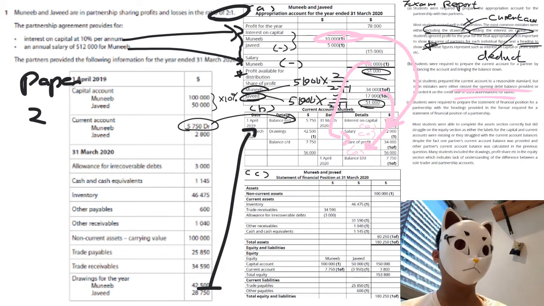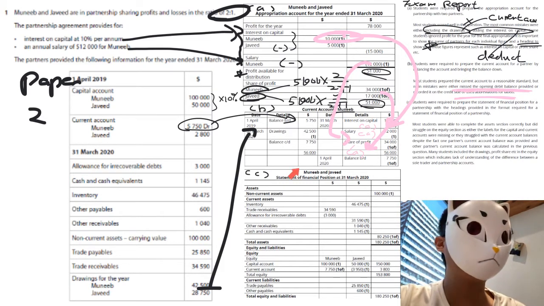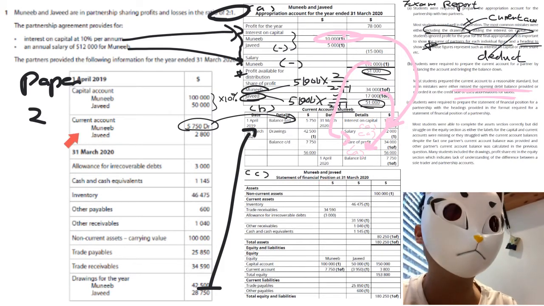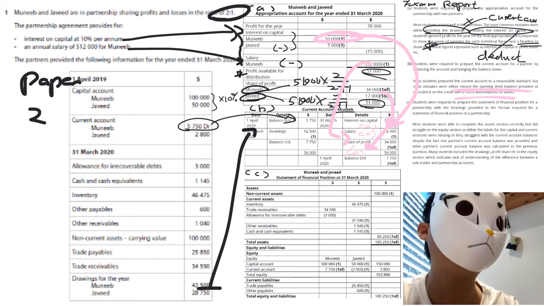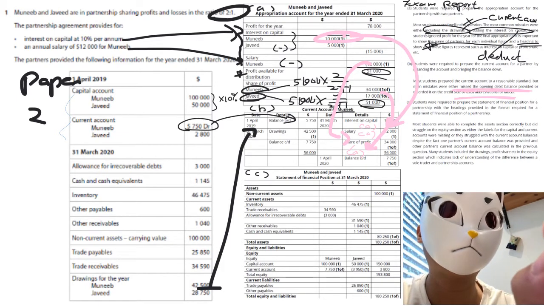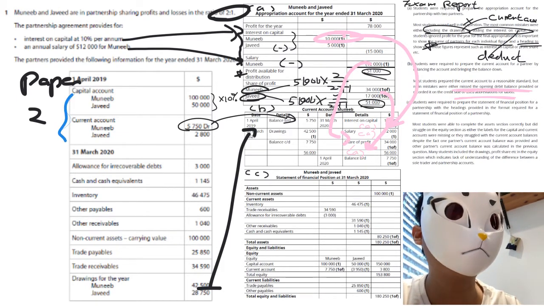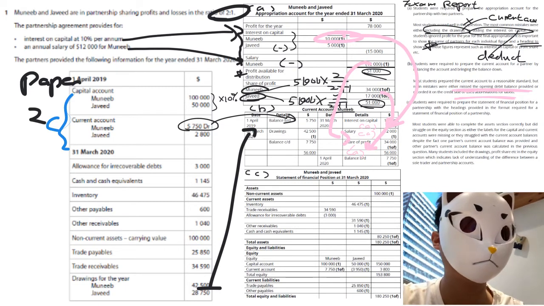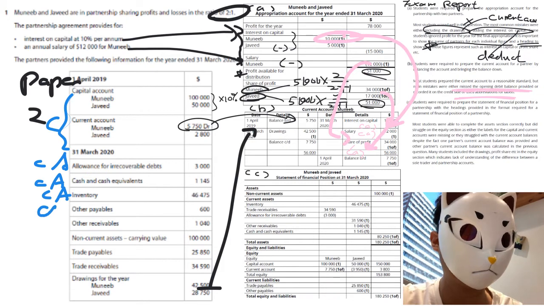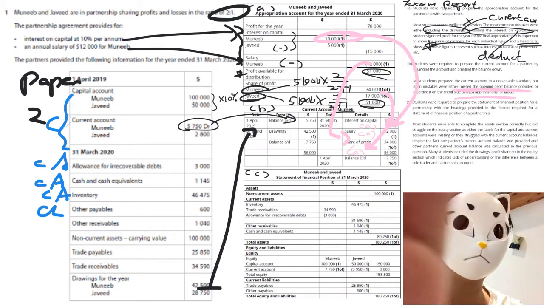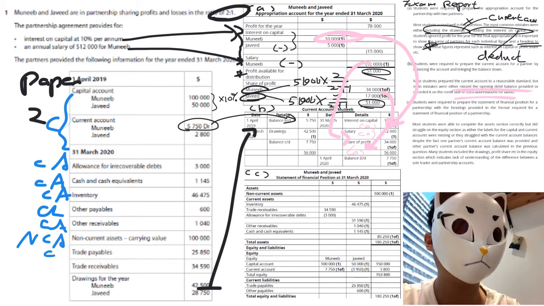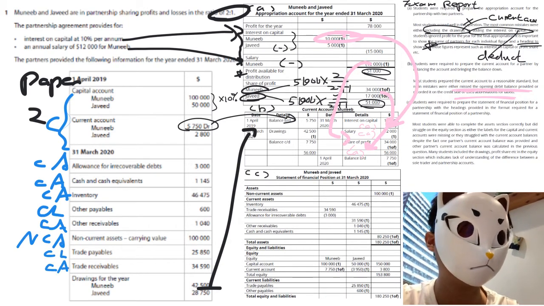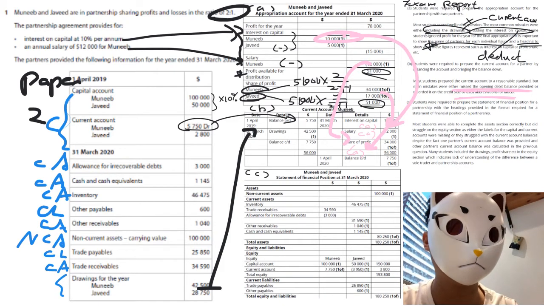For part C, we need to prepare the statement of financial position. Let's take a look at the information and we will classify them one by one. First of all, capital and current account will be under capital. Then non-current assets, current liabilities, current assets, and other receivables. So this one is the capital and the current account.